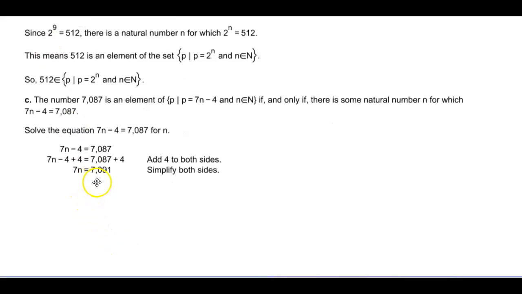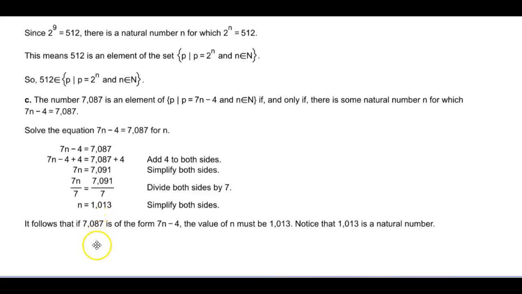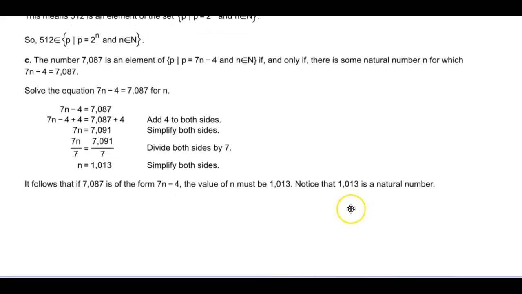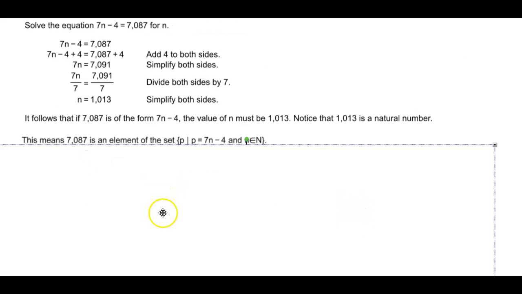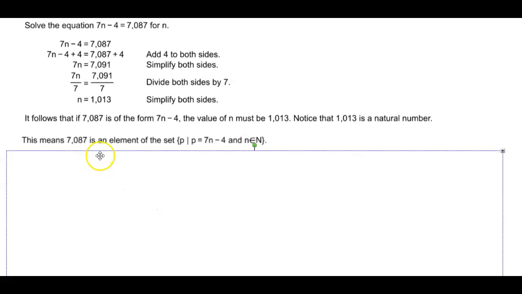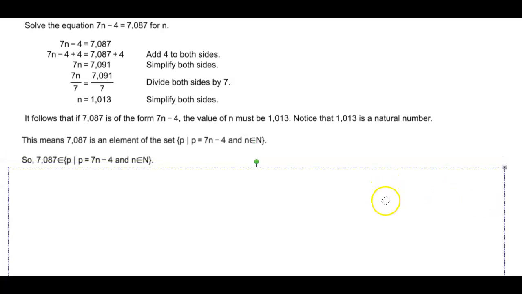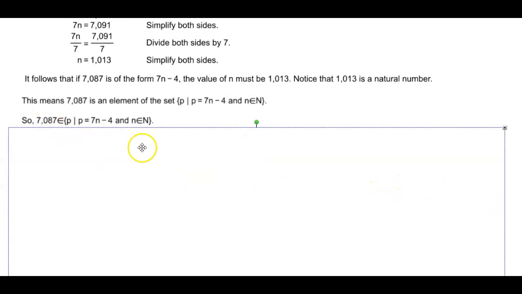Now in order to solve for n, we're going to divide both sides by 7, and we get n, which is equal to 1013. Now it follows that 7087 is of the form 7n minus 4, and the value of n must be 1013. Now notice that 1013 is a natural number, so then we would say that this means that 7087 is an element of that particular set. Okay, so there we have it, it's an element of that set.